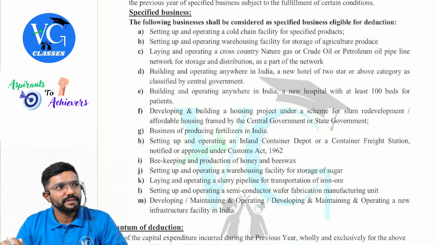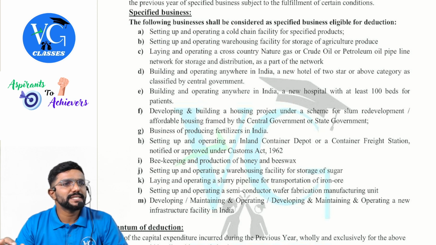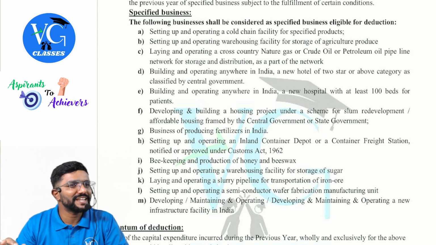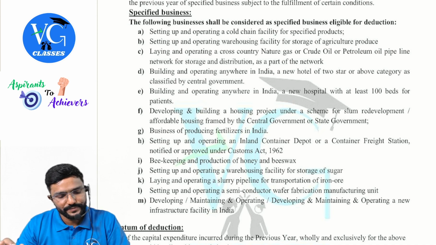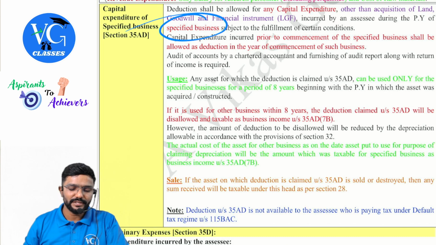I will proceed further. Just have an idea. You need not mug up also. Just have an idea because in the question, if by chance they say the assessee is doing so and so business, you should know whether it is specified or not. Yes, guys. Let me proceed further.